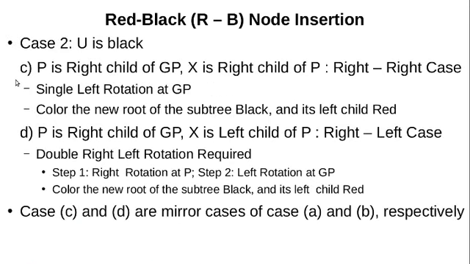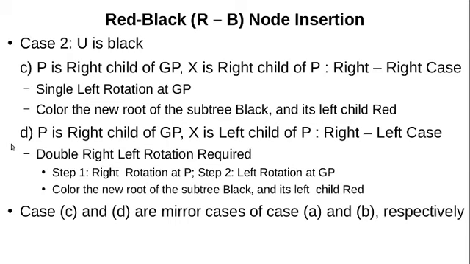Let's now briefly discuss the right case of red violation. As noted earlier, the uncle node is black. In the right case, we carry out a single left rotation at GP. The single left rotation is the mirror case of single right rotation discussed earlier. After the rotation, we color the new root of subtree black and its left child red. This recoloring removes the red violation without affecting the black height of the subtree.